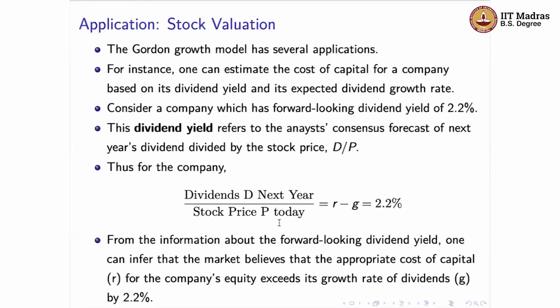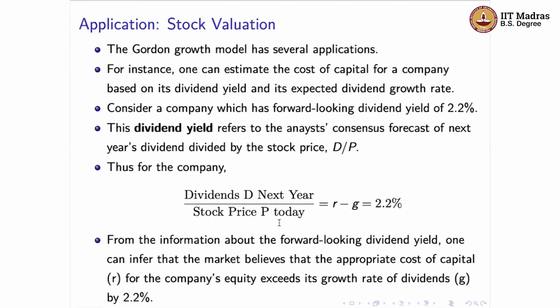Imagine that you have a company and the company has a forward-looking dividend yield of 2.2%, right? So what does this word mean, forward-looking dividend yield? Let's break it down. The dividend yield is the analysts' consensus forecast of next year's dividend divided by the stock price. Remember, dividend yield is dividend divided by price. This is something we already discussed last week.